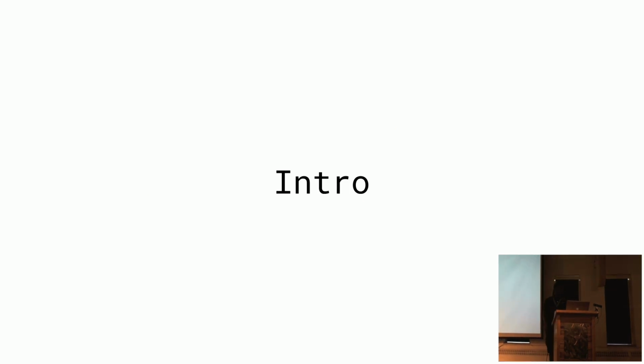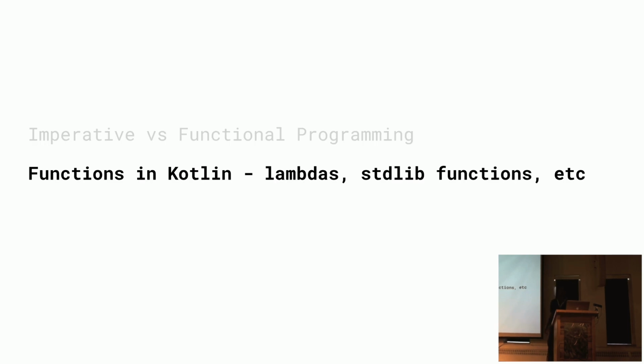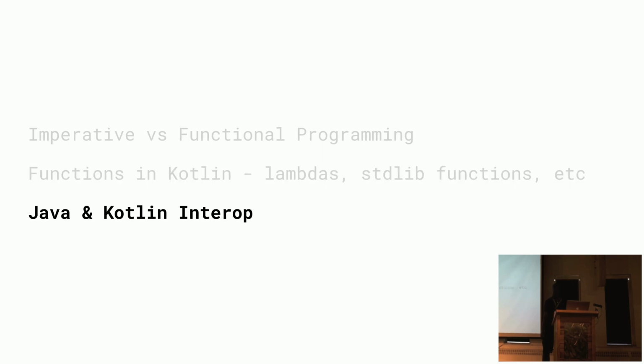In the next 40 minutes or thereabouts, I'll be talking to you about Kotlin. I'll be doing a brief intro with a comparison between imperative programming and functional programming. I will be talking about functions in Kotlin, mostly lambdas, and how they work under the hood, and some standard library functions that could make our Kotlin journey really easy. And I'll be talking about Kotlin and Java interoperability. It's just a big word for working together in the same code base.